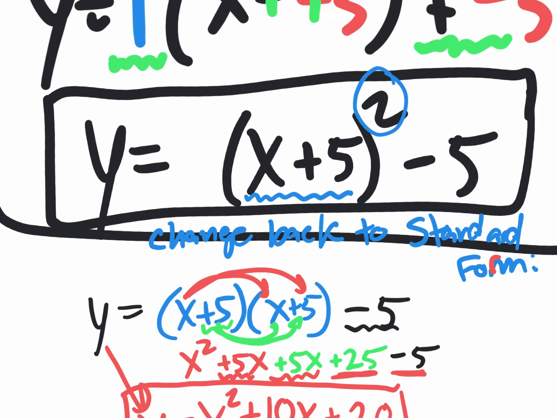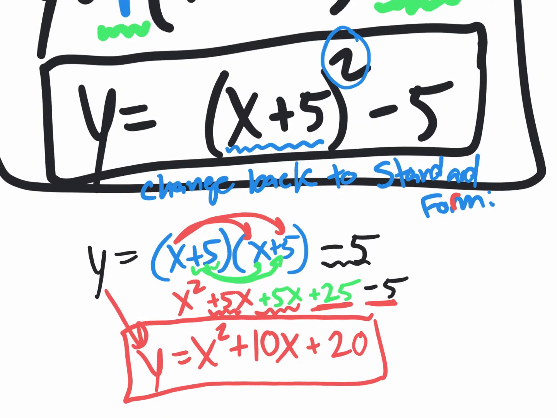Whenever you have this vertex form, the easiest thing to do is to change it to standard by writing the binomial twice, distributing, combining like terms, and then you're back to standard form. You could easily find which equation is represented on the graph. Does that make sense? I hope so. I don't know. Let's try another.